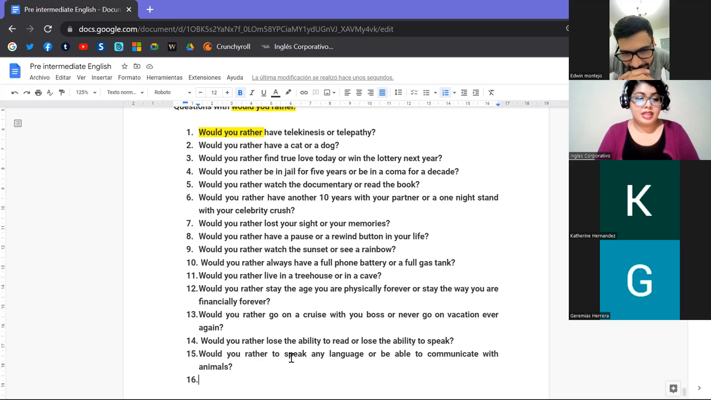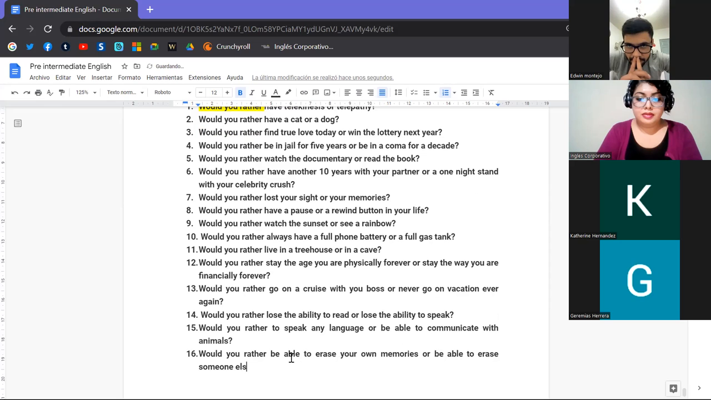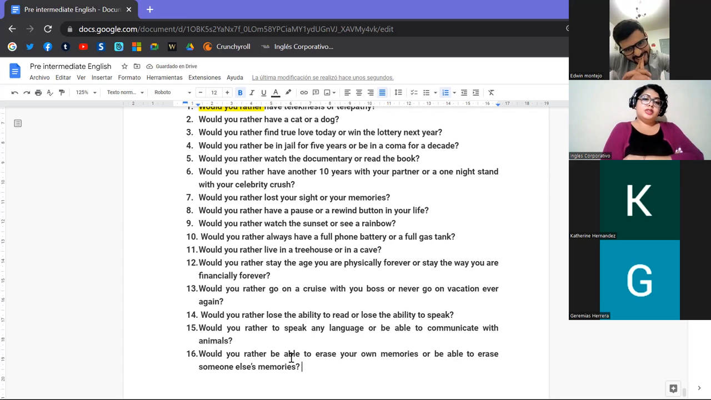Wow, this one, we're going to see. Would you rather be able to erase your own memories or be able to erase someone else's memories? Would you rather be able to erase your own memories or be able to erase someone else's memories? That's kind of complicated and hard to answer that question.